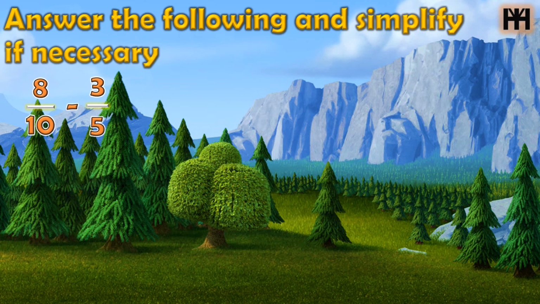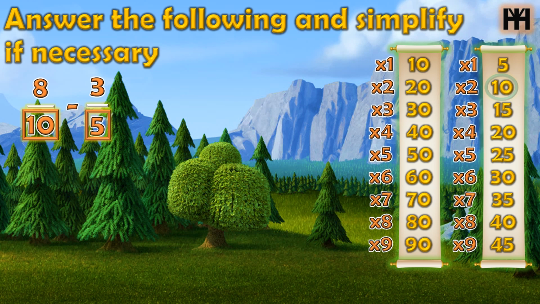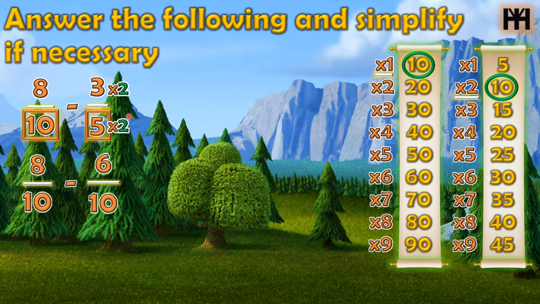Okay, let's see. 8 over 10 minus 3 over 5. Let's check the LCM. This is table 5 and this is table 10. So the LCM between them is 10. This is the first number that was repeated. So here to make the 10 10, multiply by 1, and to make the 5 10, multiply by 2. Okay, so multiply by 2, no need to multiply by 1 anyway, because it will remain the same. So we'll multiply by 2 up and down, and rewrite the fractions here. So it's 8 over 10 minus 6 over 10. So it's 8 minus 6 over 10. So now it's 2 over 10.